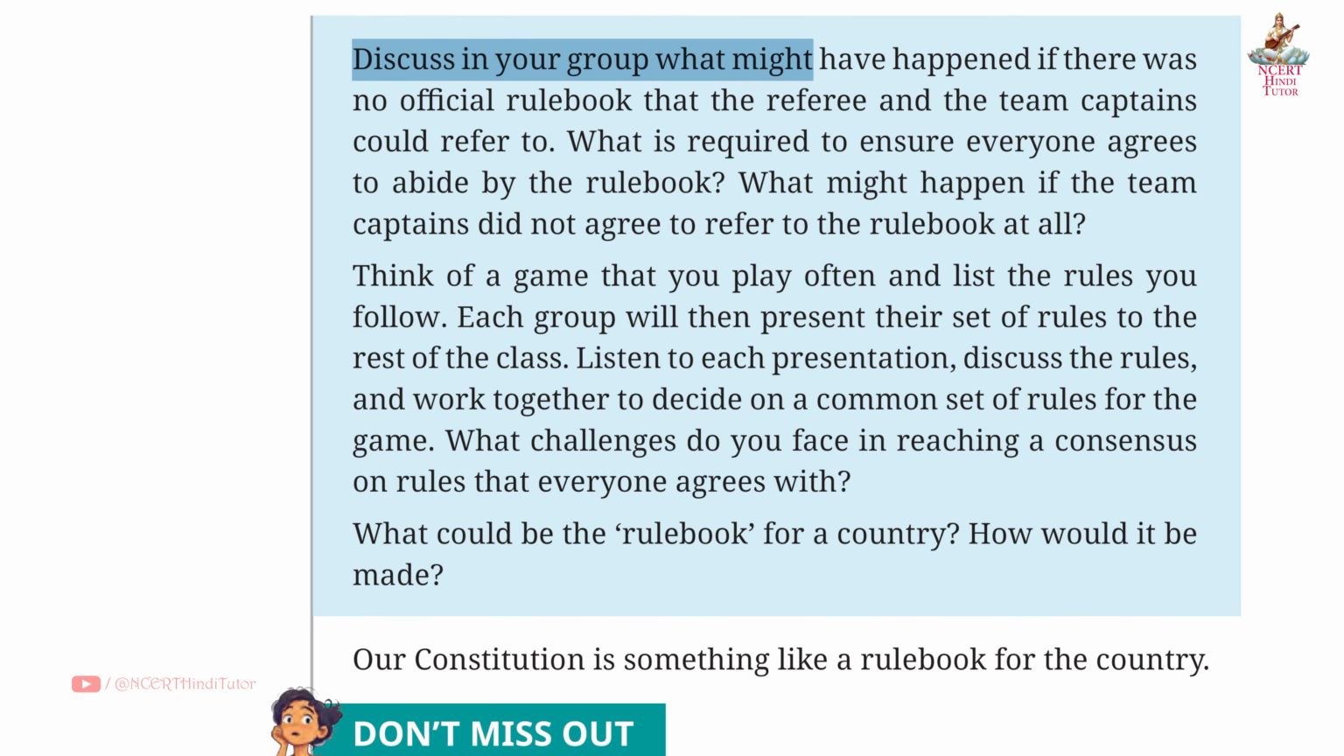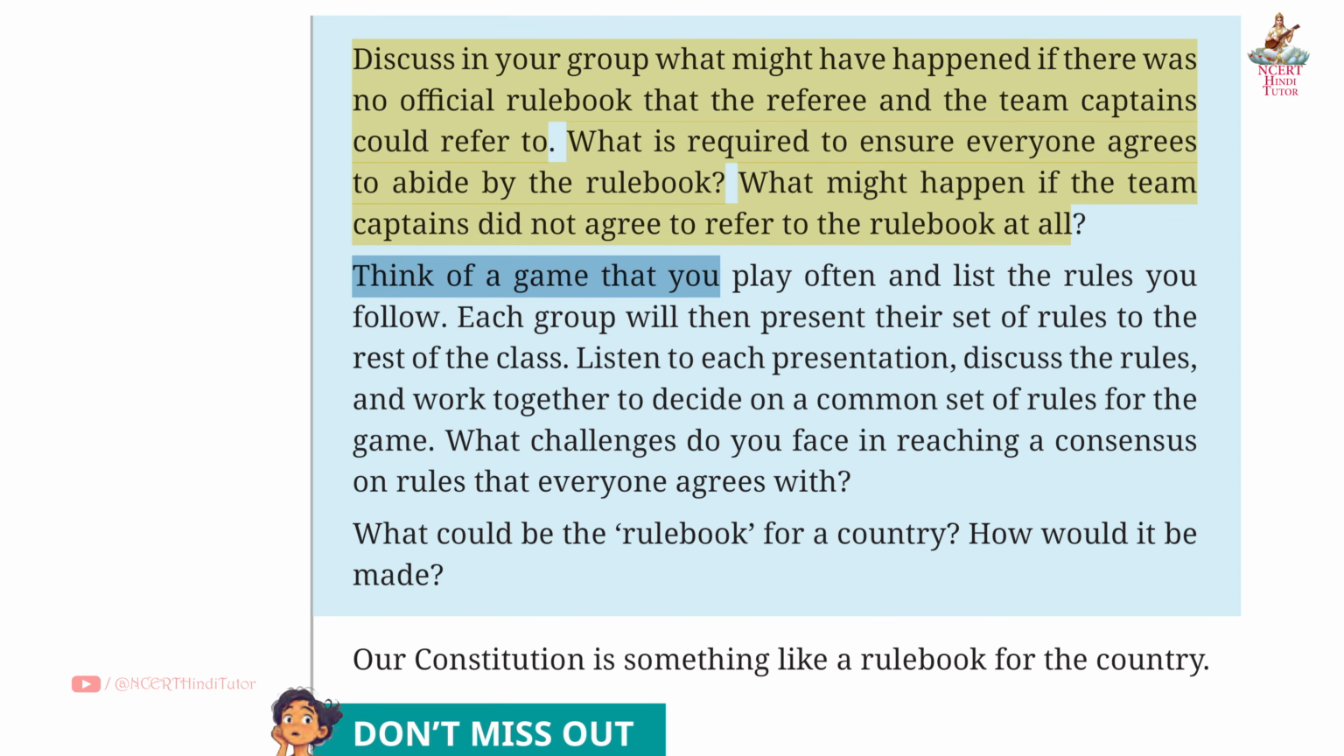Discuss in your group what might have happened if there was no official rule book that the referee and the team captains could refer to. What is required to ensure everyone agrees to abide by the rule book? What might happen if the team captains did not agree to refer to the rule book at all?